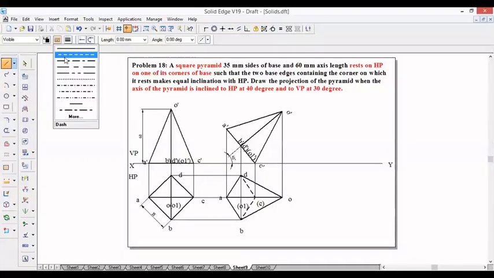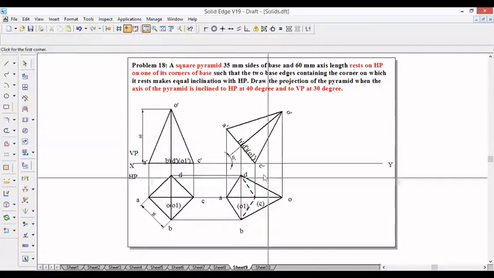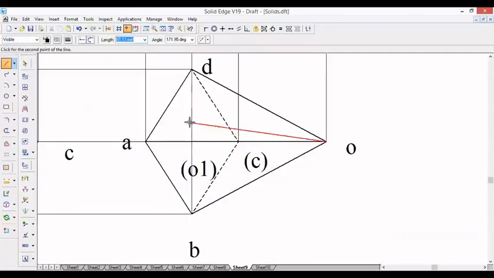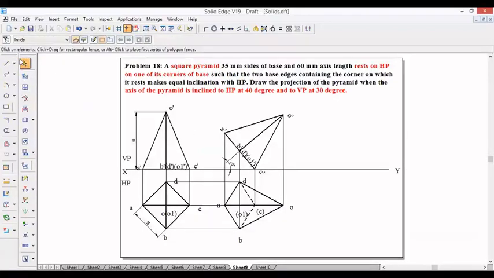The axis line we need to show between O and O1. This is the axis line. Since the visible line is overlapping on the axis line, the visible line is going to be visible, not the axis line.